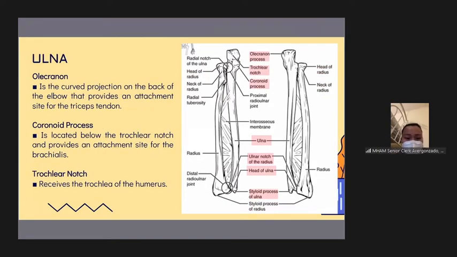Your ulna, which is the larger bone, then your radius. The first site would be the olecranon, the curved projection on the back of the elbow that provides an attachment site for the triceps tendon. Your coronoid process is located below the trochlear notch and provides an attachment site for the brachialis. Your trochlear notch receives the trochlea of the humerus.